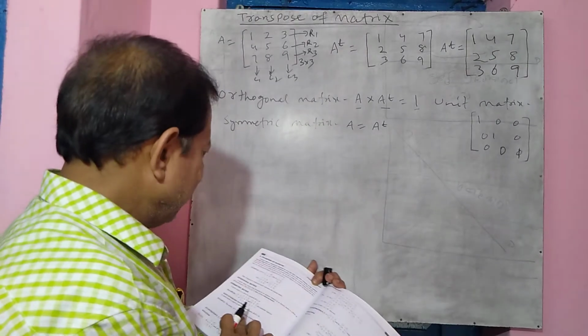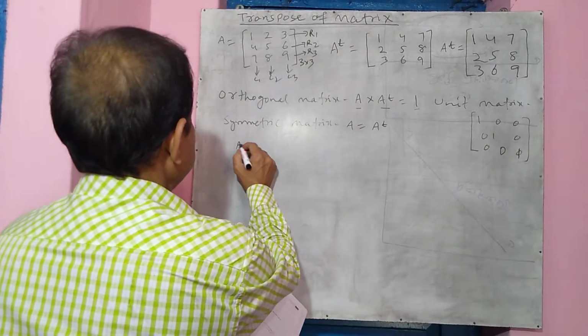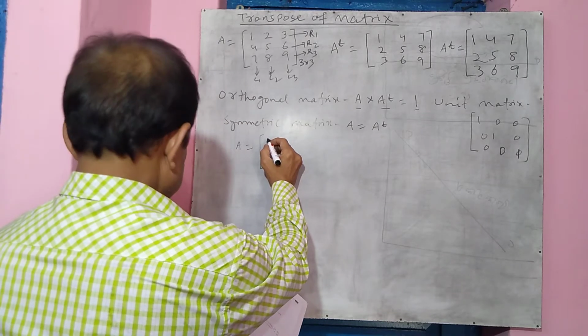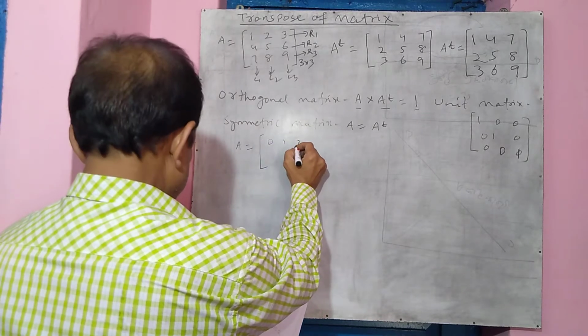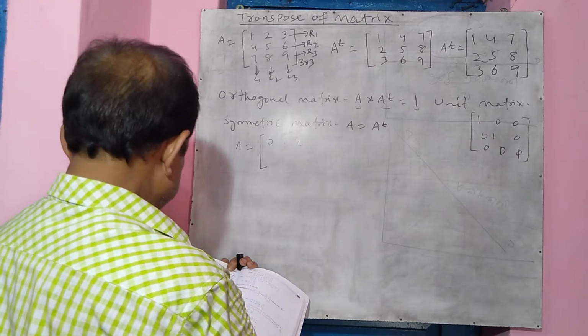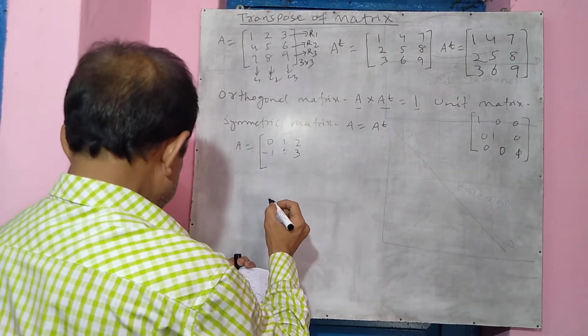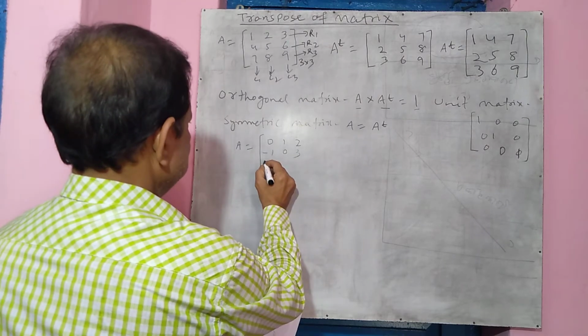Take the example given in your book. Let's say A is equal to 0 1 2, then minus 1 0 3, then minus 2 minus 3 0.